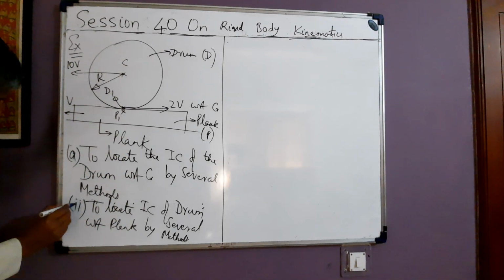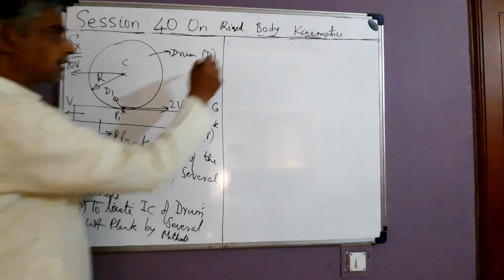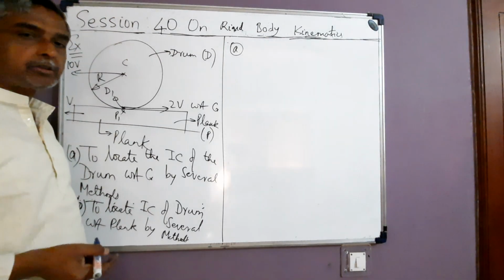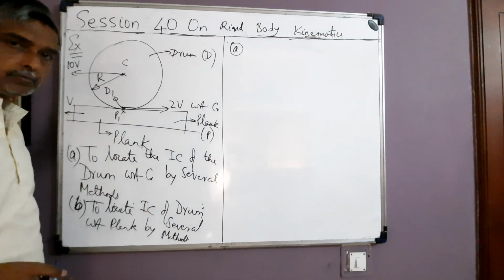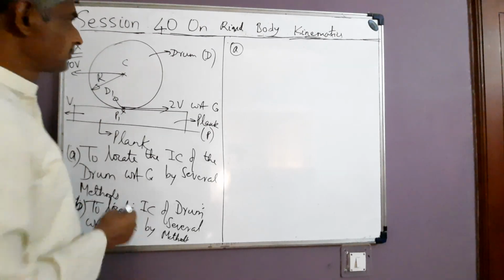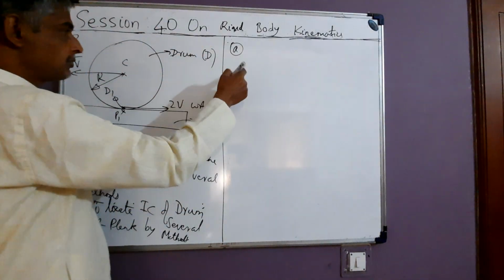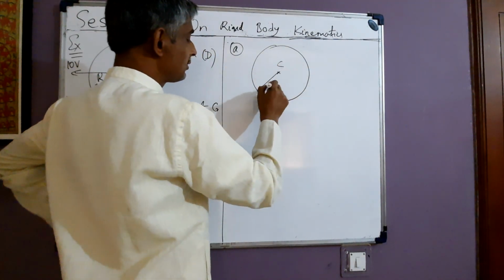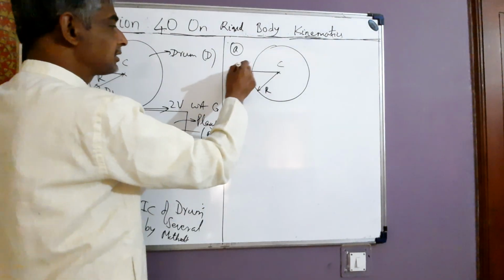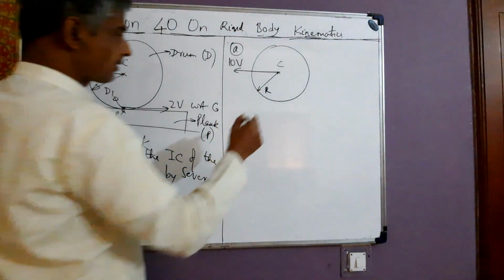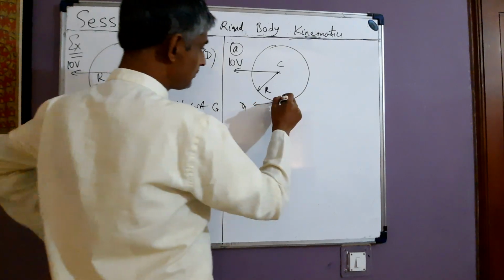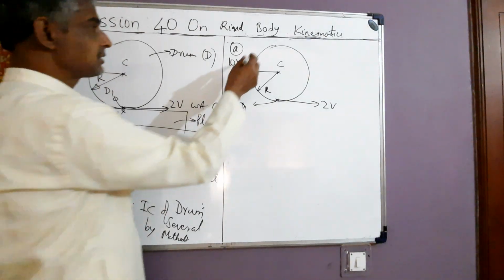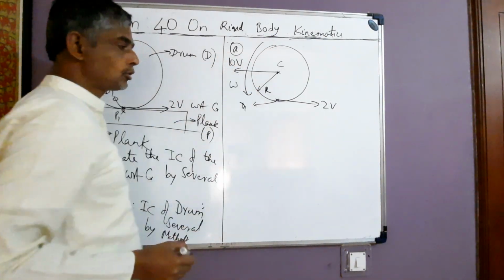So first I will do part A, and then part B. In part A, we have to locate the IC of the drum with respect to ground by several different methods. So now I draw the diagram here again. This is the drum. This is the center C of the drum. This is the radius R of the drum. The center is moving towards left at a speed 10v. Material point D1 of the drum is moving to the right at a speed 2v. So from this you can see that the sense of rotation of the drum is omega, anti-clockwise.